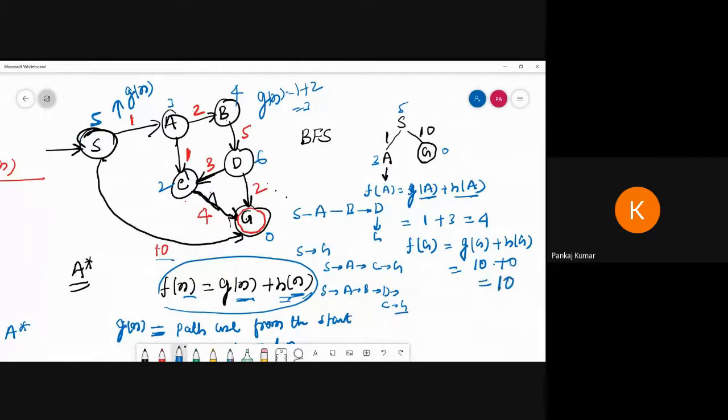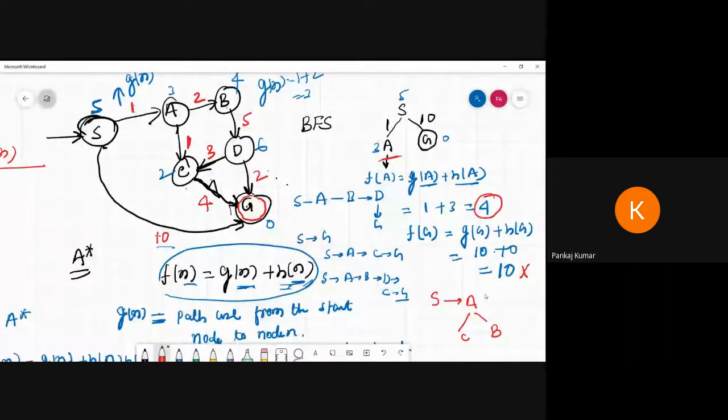So which one is the minimum? Basically by the f function, A is the minimum and G is the maximum. So we cannot follow this one. Even though this is the goal, I cannot follow this path. I have to follow the other path, so I explore from S to A. Similarly, from A, which paths can I explore again? C and B. Okay, so I am going to explore C and B.